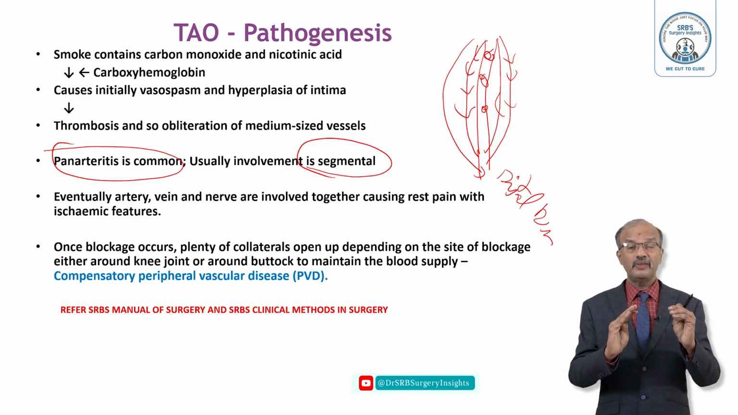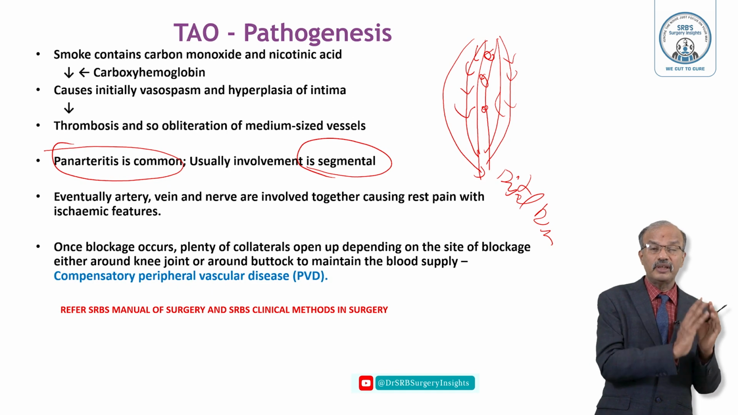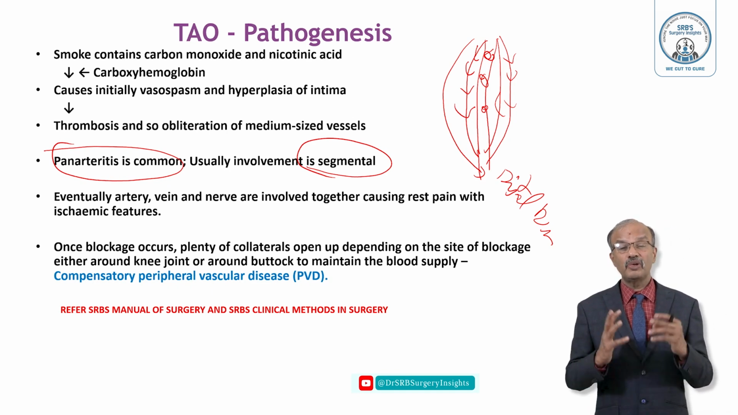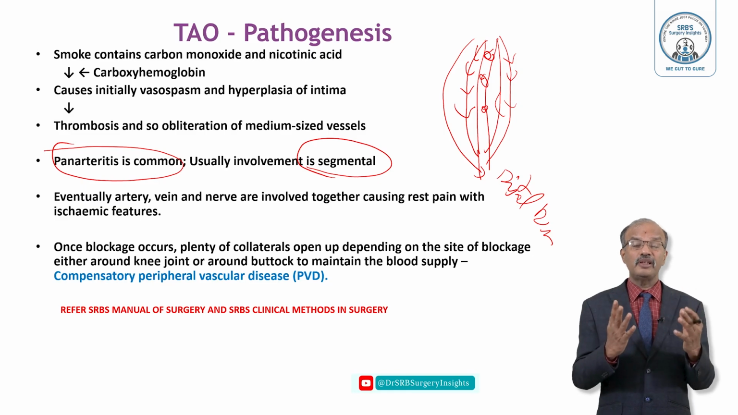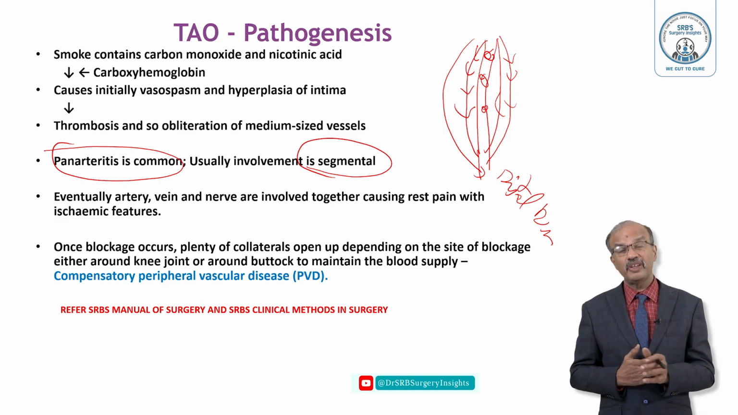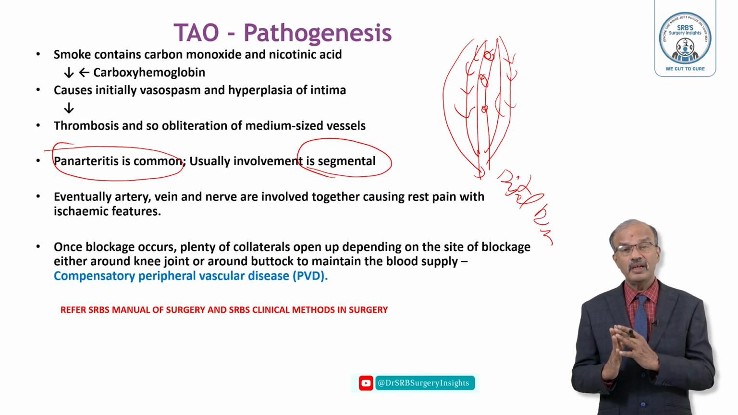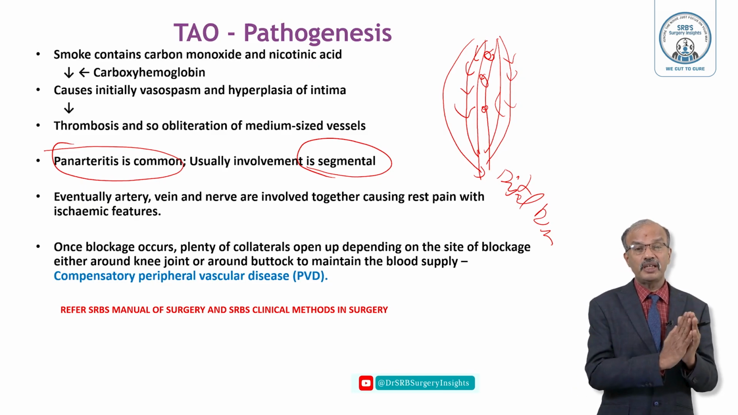So this is called compensatory peripheral vascular disease. It is acceptable because perfusion is still adequate. Patient doesn't feel any symptoms; initially might feel the ischemic features, but eventually it is compensated. Also it is called functional limb ischemia. Pathologically it is compensatory peripheral vascular disease.